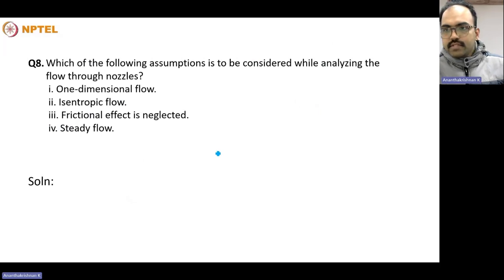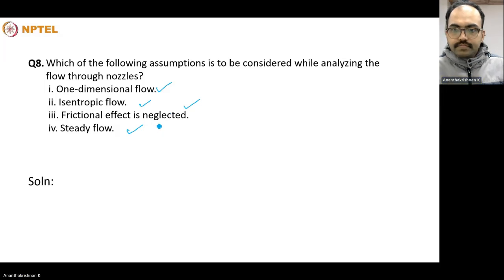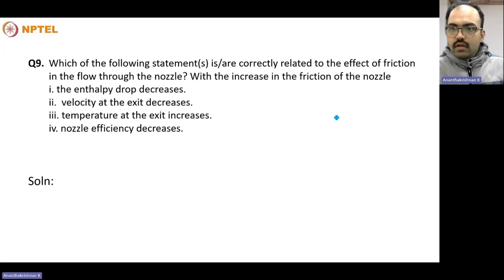Which of the following assumptions is to be considered while analyzing the flow through a nozzle? It should be one-dimensional flow, isentropic flow, frictional effect is neglected, steady flow. All the four. Another question: which of the following statements is or are correct related to the effect of friction in the flow through the nozzle? With the increase in the friction of the nozzle, the enthalpy drop increases, velocity at the exit decreases, temperature at the exit increases, nozzle efficiency decreases.